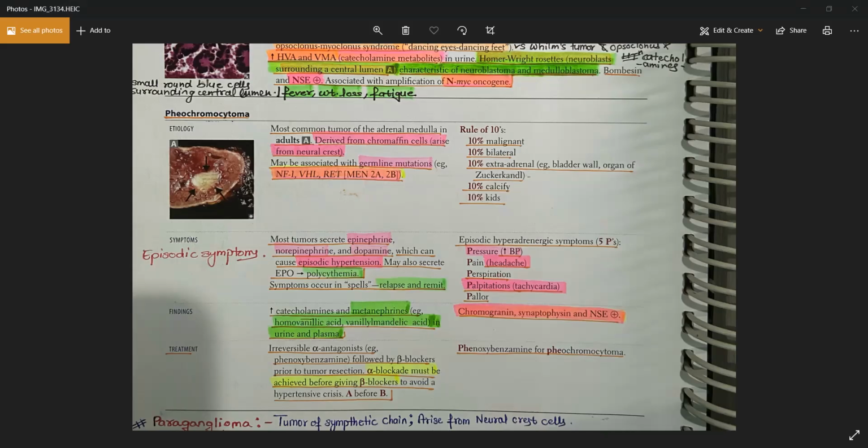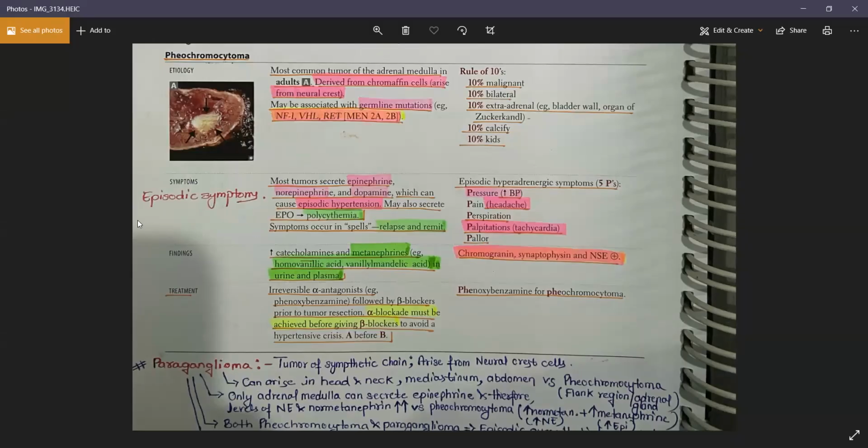Any doubts so far about the symptoms, the cause, and these mutations? I have one question. Yes. Even though we are having polycythemia over here, we can have pallor. Isn't that the opposite? See, whenever you have polycythemia, you have a high viscosity. And whenever you have a high viscosity, the blood flow will be decreased, and because of this decrease in the blood flow, you will have pallor also. Okay. And please remember, the symptoms are always episodic, and this is the most important thing.